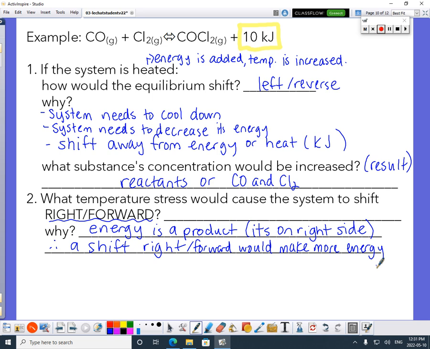Okay, so if you're making more energy, that's what's happening. Now we have to think of what the opposite is to be the stress. So if the system is making more energy, what did we do to stress it? We must have decreased its energy or made it colder.